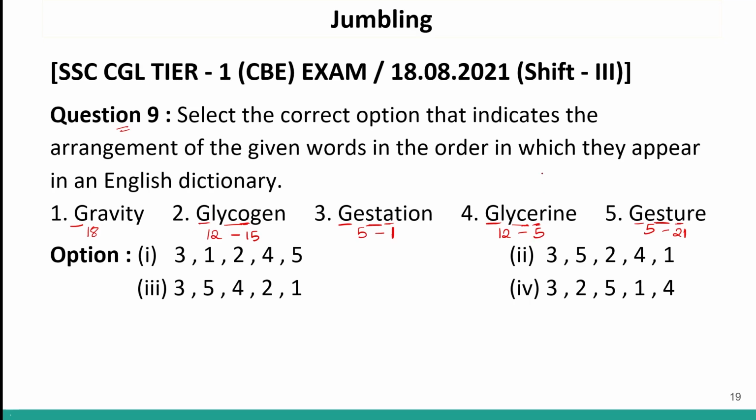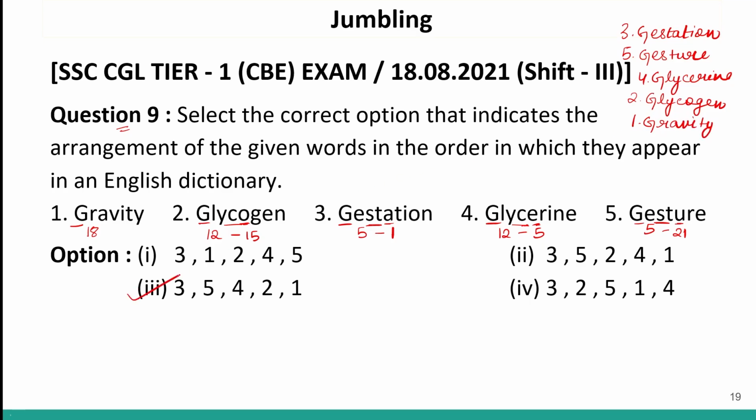So logically, the correct order will be, the first word will be gestation. Then the second word will be gesture. Then the third word will be glycerine. After that, we'll get glycogen. And after this, we'll get gravity. So the correct logical sequence is 3, 5, 4, 2, 1, and 3, 5, 4, 2, 1 is given in option number 3. So option number 3 will be your correct answer.